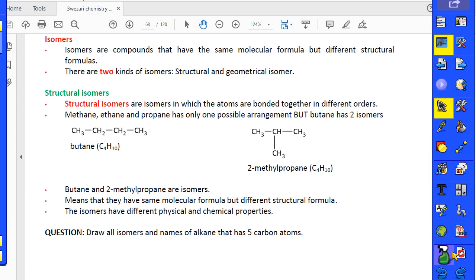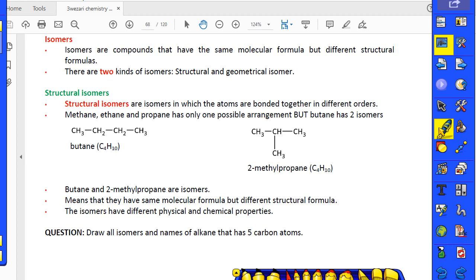Hi guys, today we are going to talk about the isomer. Last session we finished naming the alkane, and today we will continue with the isomers and types of isomers. Firstly, let me show you what the definition of isomer means.